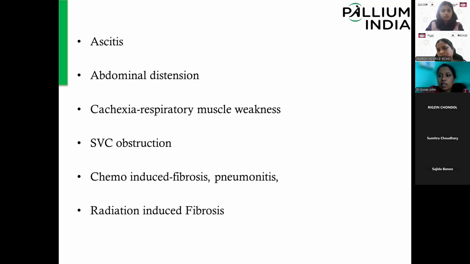Then ascites, where the patient has symptoms of abdominal distension. Cachexia: in cachexia patients, the respiratory muscles become weaker and weaker. Also superior vena cava obstruction, chemo-induced fibrosis and pneumonitis, that is post-chemo or radiation-induced fibrosis and pneumonitis. So these are the conditions where the patient may present with breathlessness.